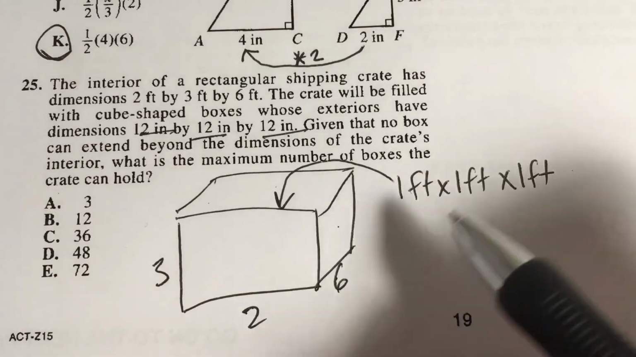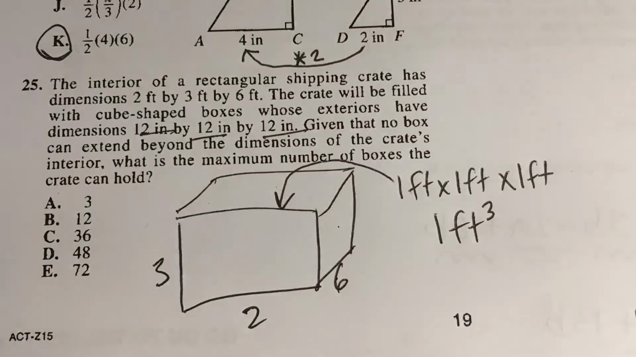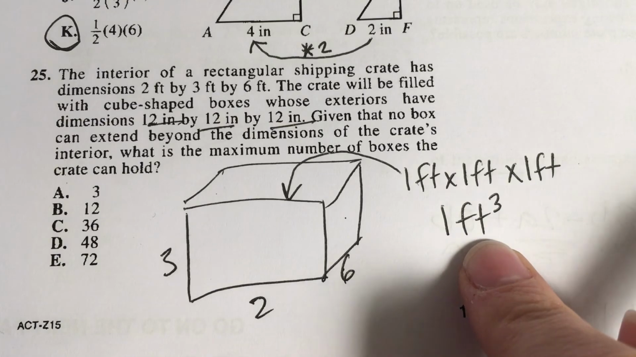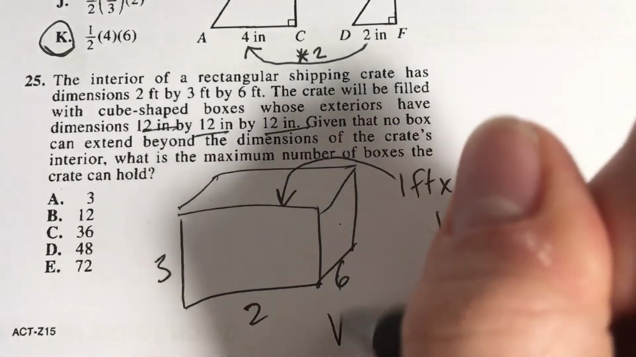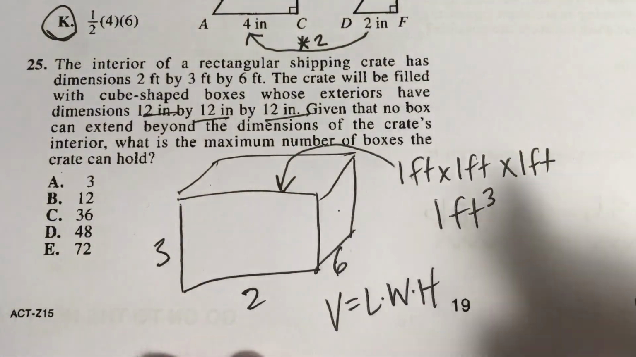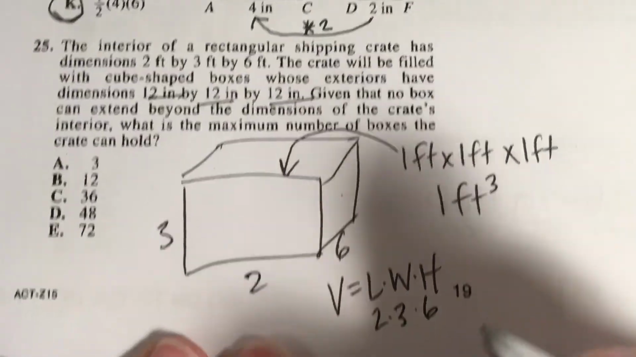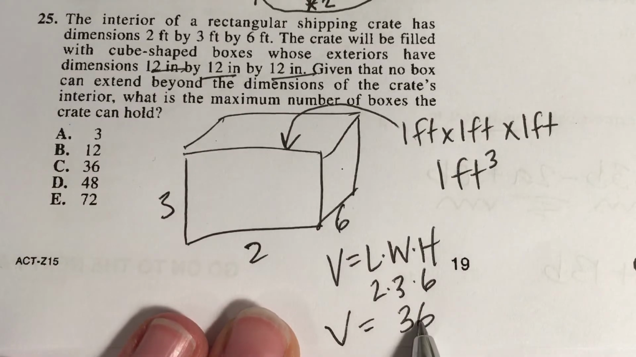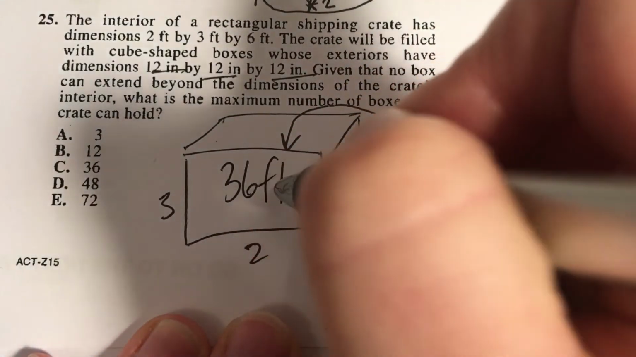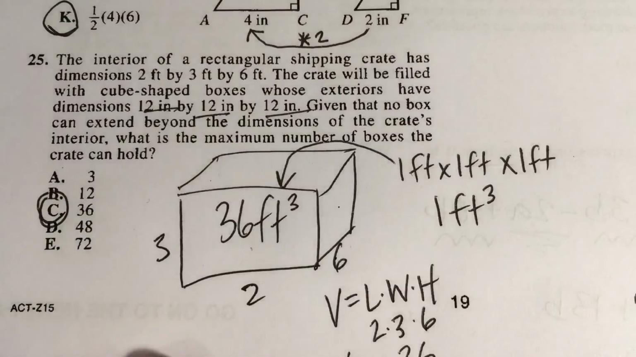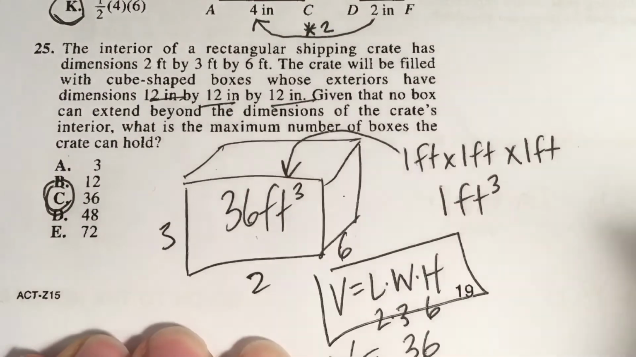All right, so we're thinking about how many of these boxes could go in here. And this is like 1 foot cubed. So if we can figure out how many feet cubed are in here, then we could figure out how many of these fit inside. So in order to do volume, I know it's length times width times height. So I would do 2 times 3 times 6. So 2 times 3 times 6 would be 6 times 6, or 36. So my volume is 36. So 36 feet cubed are in here. So how many 1 foot cubed boxes would fit into 36? That would be 36 of them. 36 feet cubed.